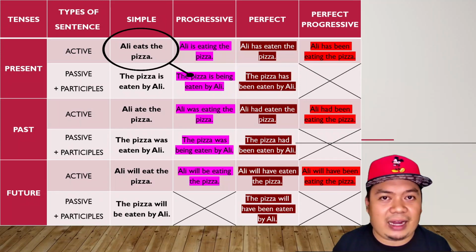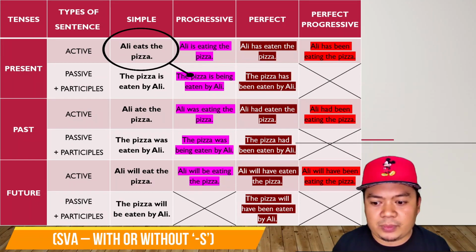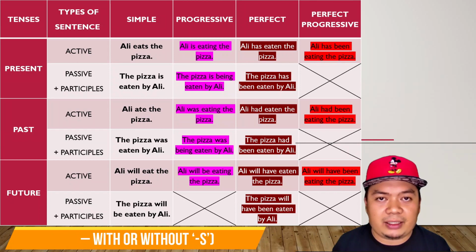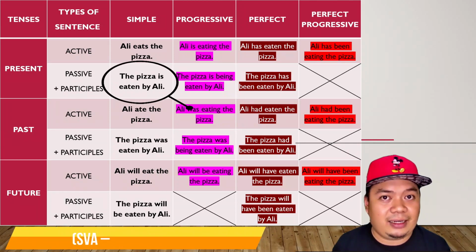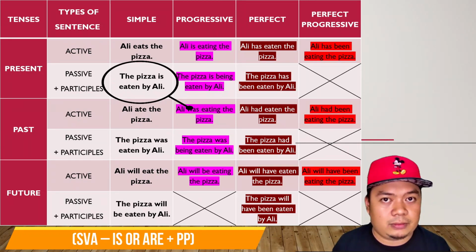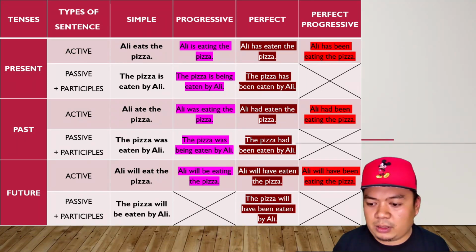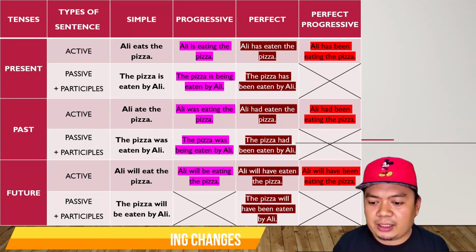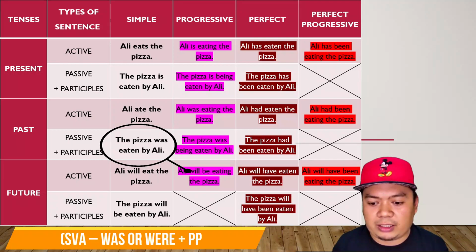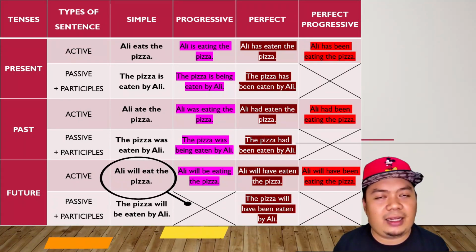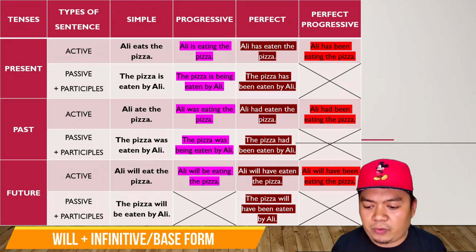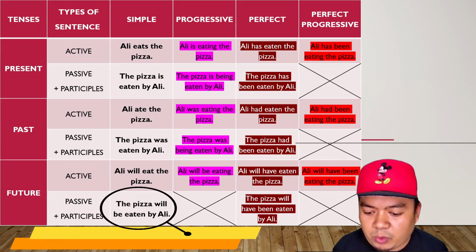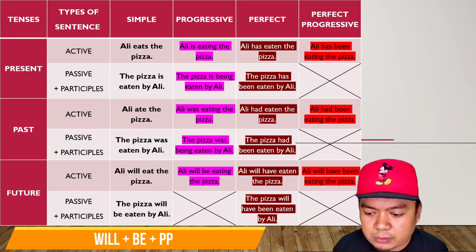Present simple active, Ali eats the pizza. Present simple passive, the pizza is eaten by Ali. For past simple active, Ali ate the pizza. For past simple passive, the pizza was eaten by Ali. For future simple active, Ali will eat the pizza. For future simple passive, the pizza will be eaten by Ali.